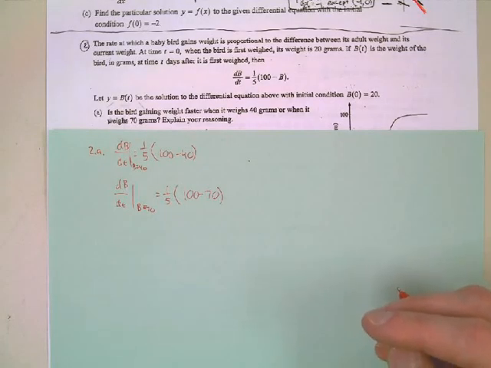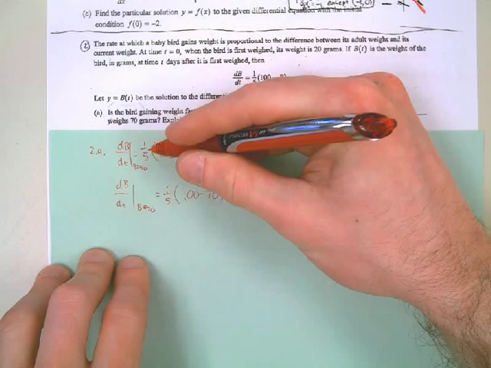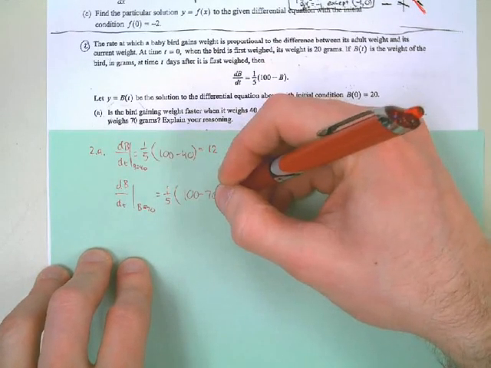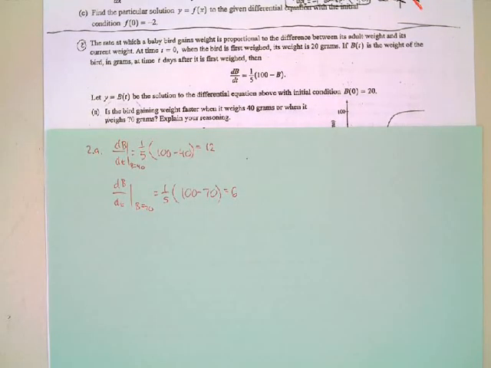Okay, so anyway, 100 minus 40 is 60. 1/5 of 60 is 12. 100 minus 70 is 30. 1/5 of 30 is 6. So is the bird gaining weight faster when it weighs 40 grams or when it weighs 70 grams?